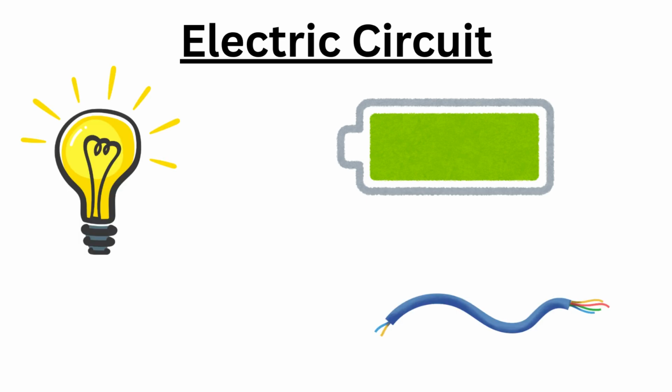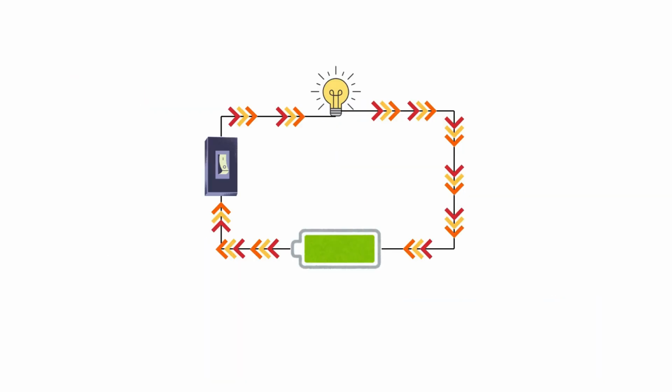A basic circuit has a power source, such as a battery, some wires, a load like a light bulb, and often a switch. When we close the switch, electrons flow from the battery's negative terminal through the wire, pass through the bulb, and return to the positive terminal. This flow of electrons carries energy, which lights the bulb.